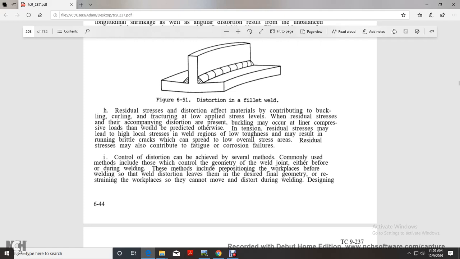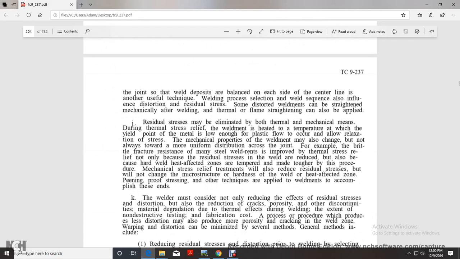Controlled distortion can be achieved with several methods. Commonly used is control of the geometry of the welding joint, either before or during welding. This must include prepositioning the workpiece before welding, so that welding distortion leaves them in the desired final geometry, or restraining a workpiece so that it cannot be moved. The distortion of the welding design: the joint with the welded deposits is based on balance, each side with a center line with the other. Usually, technically, the welding process and the selection of welding sequence influence the distortion and residual stress.